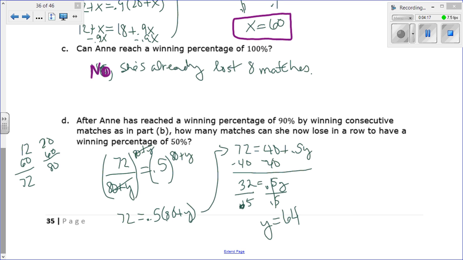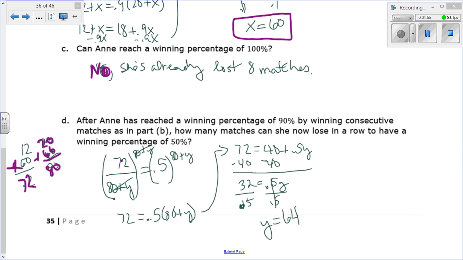So for part D, after Anne has reached a winning percentage of 90% by winning consecutive matches in part B, how many matches can she now lose in a row to have a winning percentage of 50%? So they have the original 12 games plus the 60 games that she just won, so that gives her 72 wins. And then they played 20, and they had to add that 60 more, so we have 80. So I have 72 out of 80, and I am not going to win anymore, so I don't add anything to the numerator. I'm only going to add to the denominator, so I did 80 plus y.